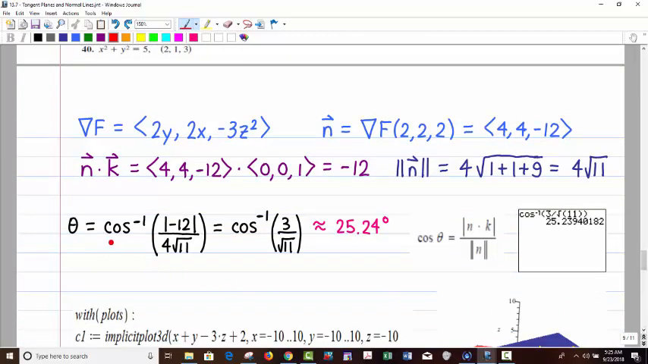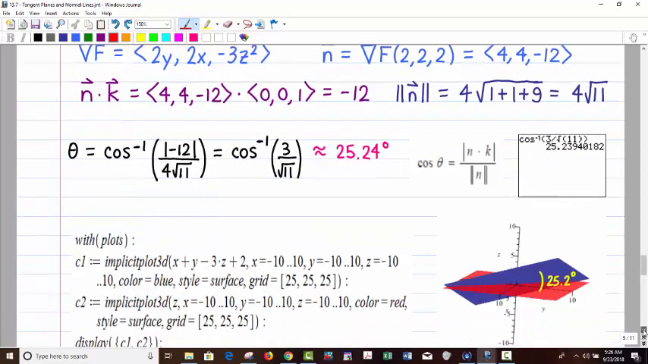to find theta, we take the inverse cosine of the absolute value of negative 12. Unlike the angle between two vectors, that doesn't have the absolute value formula there. We have to do it here because, like I was saying, this is what's going to keep it between 0 and 90. So that makes that positive 12. 12 over 4 is 3. So we take inverse cosine of 3 over square root of 11, and make sure we're in degree mode in your calculator. And I get about 25.24 degrees.